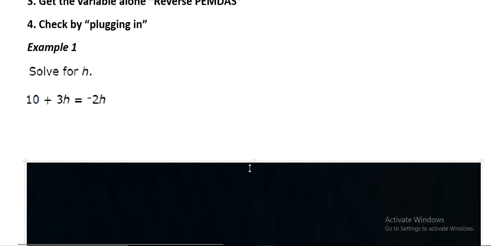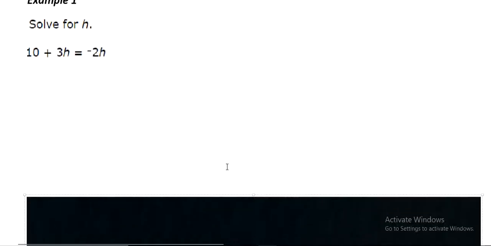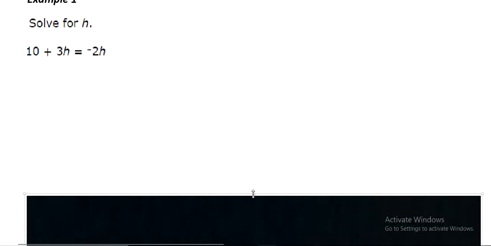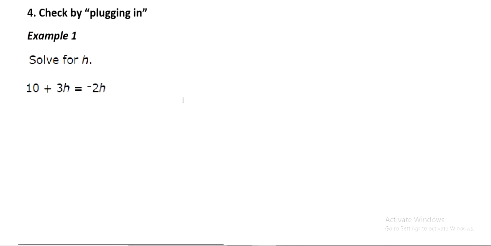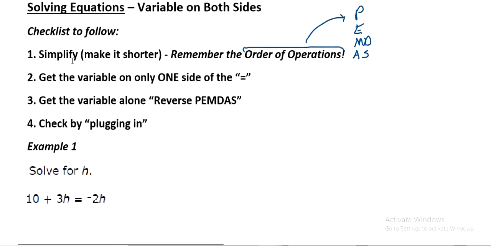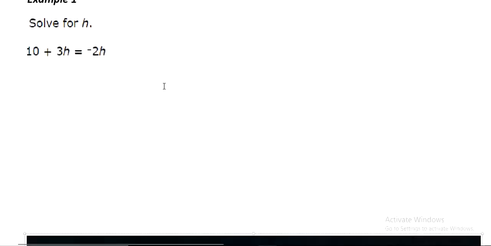We got an example 1, and remember the title of this notes is solving equations variable on both sides of the equal sign. We see here how we have an h on the left side and an h in a term on the right side. So let's do step 1 first, if possible. Step 1 is to simplify or make it shorter. Well, looking at what we got, I actually cannot do anything. I cannot make this any shorter.